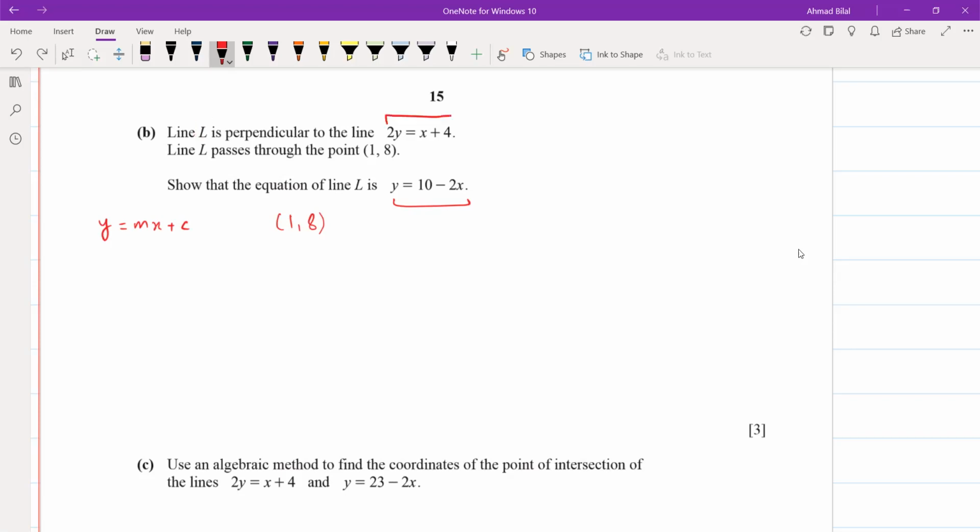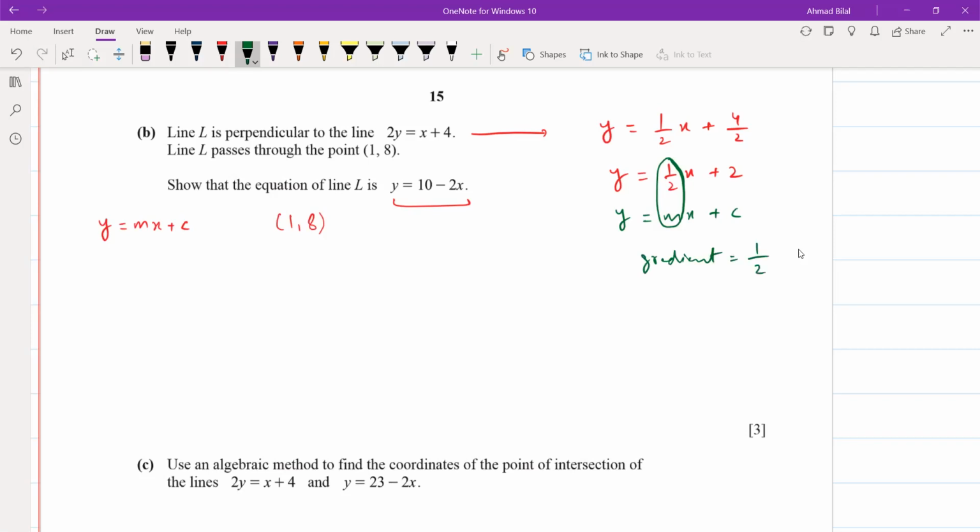So what is the gradient of this line? Let's figure that out. So gradient के लिए हम क्या करेंगे? तो standard form में convert कर लेते हैं. We have 1 over 2x plus 4 over 2, which gives you 1 over 2x plus 2. इसको हम standard form में convert कर लिया. This is y equals mx plus c form. If we compare the two, we find that the gradient here of this line is 1 over 2. ठीक है?